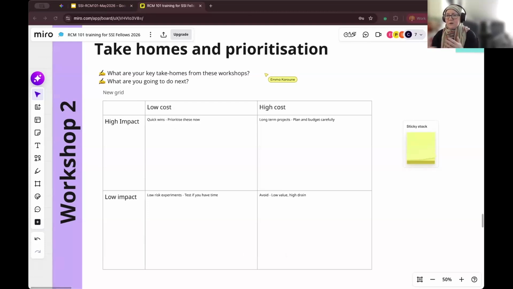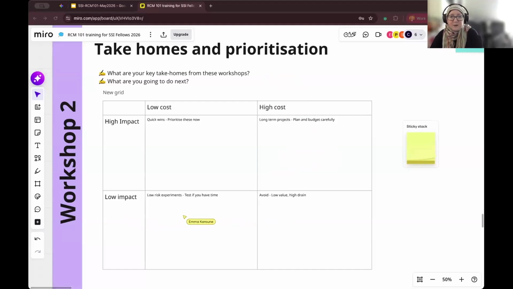Things that are longer term projects would go in the other box, where you can see my thing up there. And then are there some low impact things, maybe some low risk experiments that you can test over time? So maybe you're thinking about doing some sort of event, but you're not really sure if people will come to it. It's a bit low risk, like you could do a smaller version of it and try it out. That would be fairly low risk. Maybe you've got a bit of time to do that.